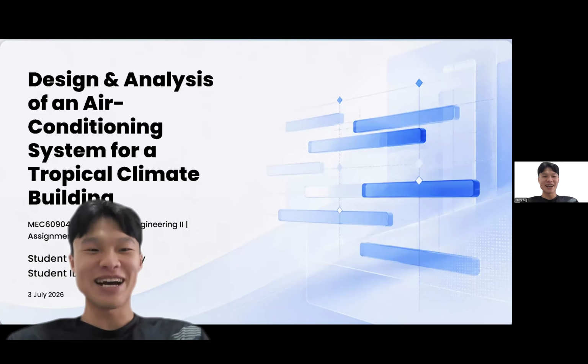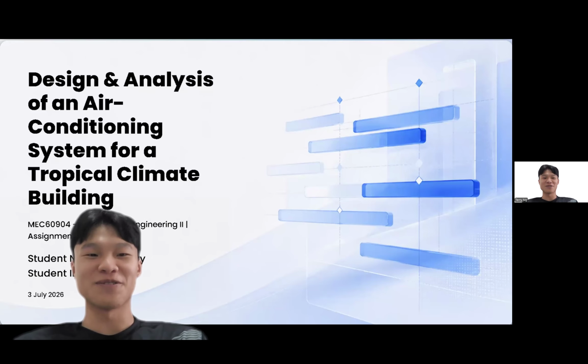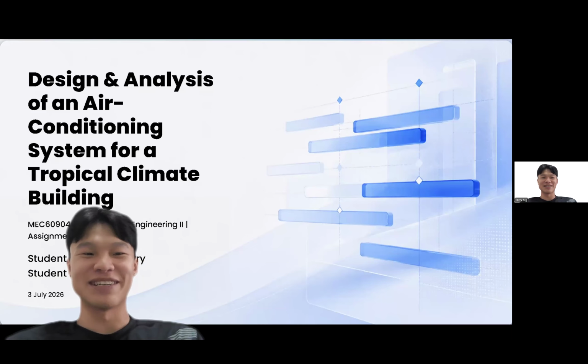0382553. Today I'll be presenting my analysis for assignment 1 of Thermofluid Engineering 2, the design and analysis of an air conditioning system for a tropical climate building in Malaysia. I'll be covering question 1 and 2, walking through the full psychometric analysis and energy comparison. Okay, let's begin.